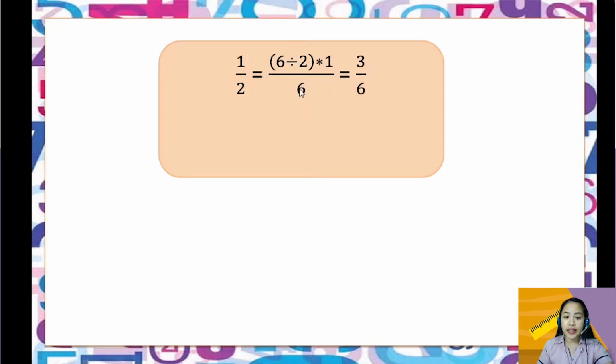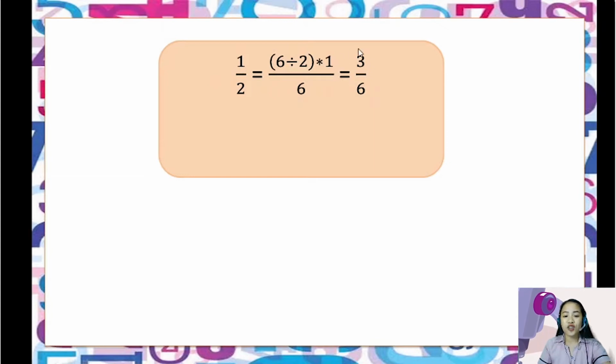So, nilagay natin yan. Si 6, i-divide natin kay 2. So, 6 divided by 2. Laging tatandaan nyo na, i-divide natin yung bagong LCD sa naunang denominator. So, 6 divided by 2 is equal to 3. Tama. So, ang quotient nila is 3. And then, i-times natin yung 3 kay 1. So, 3 times 1 is 3.